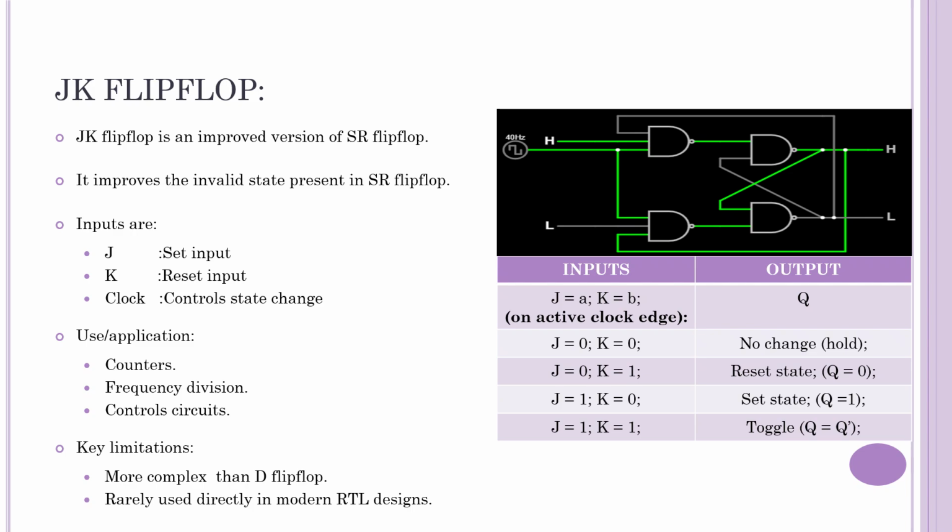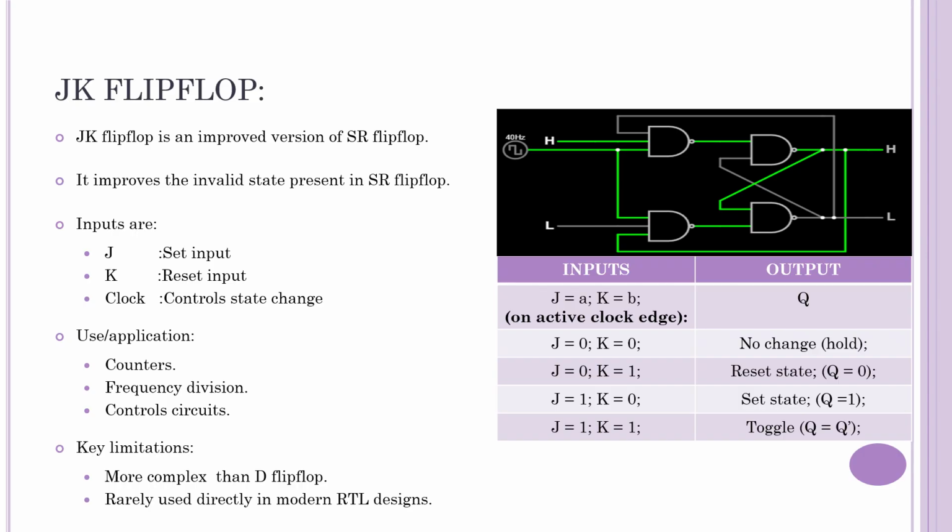On the right side, we have two cross-coupled NAND gates. This forms the memory latch. Top output is Q, bottom is Q bar. When the clock is high, the circuit responds. When it's low, it holds the previous state.